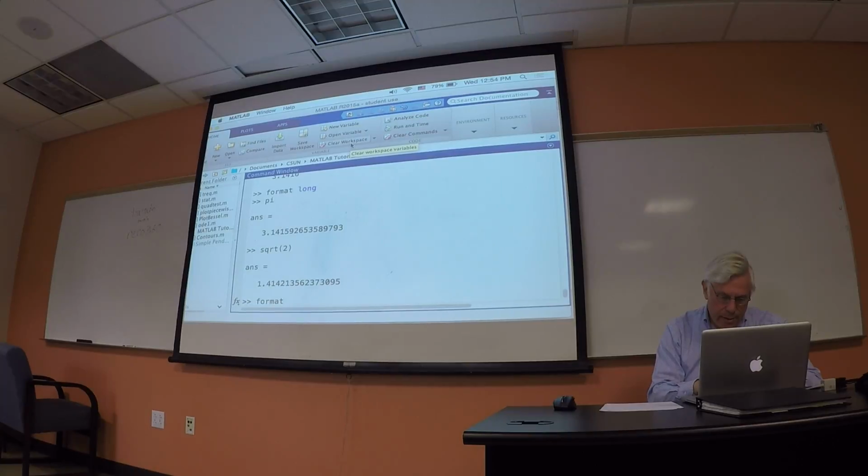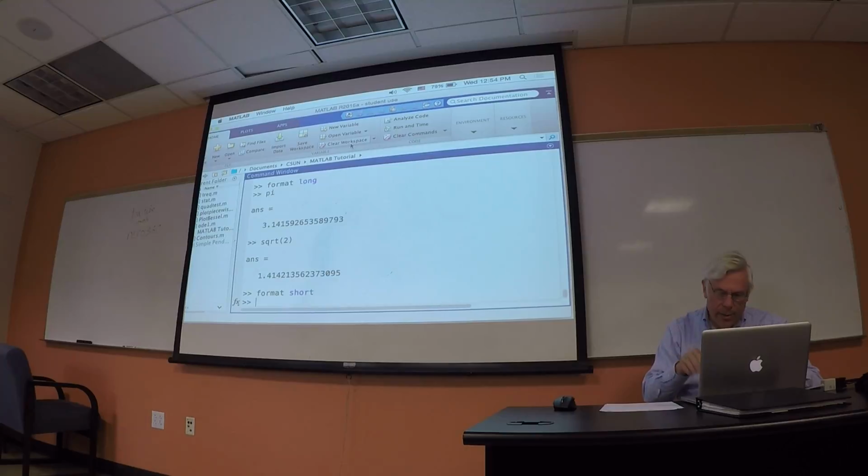If you wanted more, would you write format longer? No, I think format long is the most. But you can actually control how many digits you want. So let's go back to format short. Okay, so we did that.